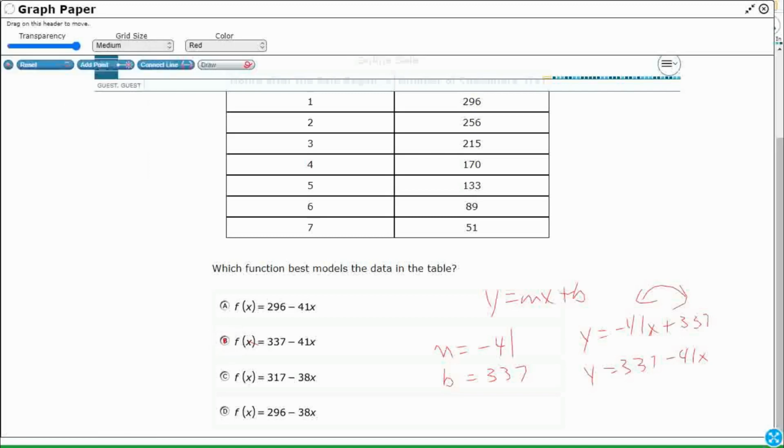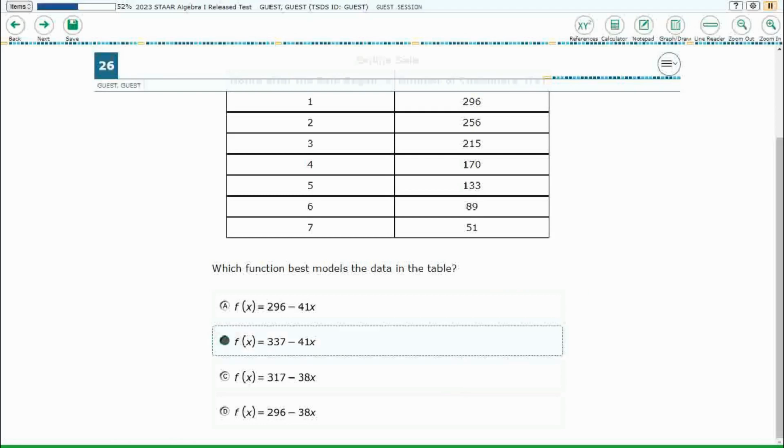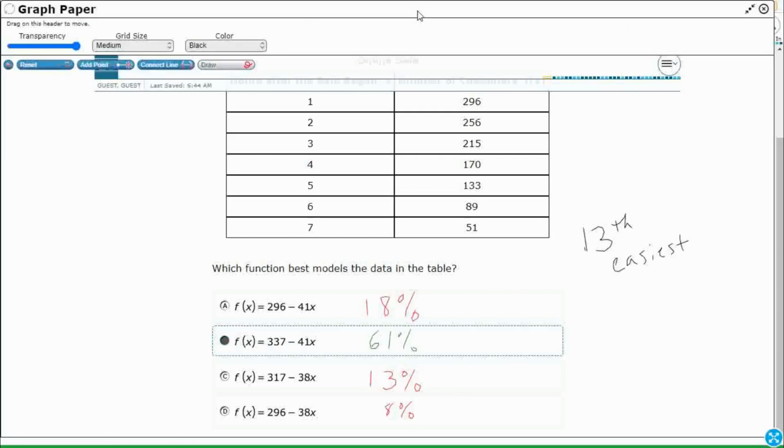Let's see how we did across the state of Texas. So this was the 13th easiest problem, tied for 13th actually. 61%, a little bit more than 3 out of 5 students, were able to get this correct across the state of Texas. A lot of these incorrect answers are going to come from students trying to hand calculate this, right? So the problem is it's not a steady rate.